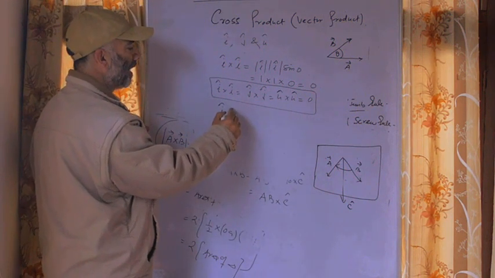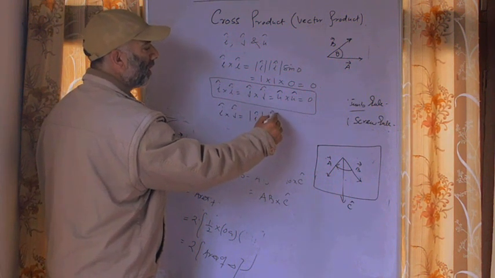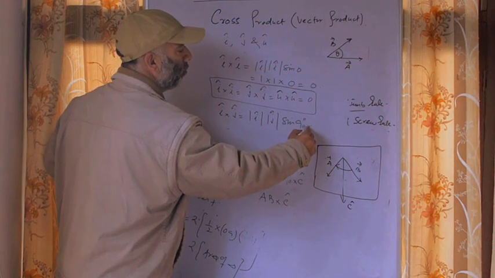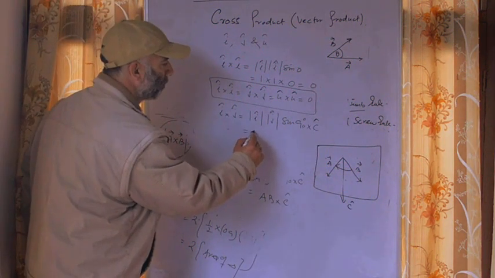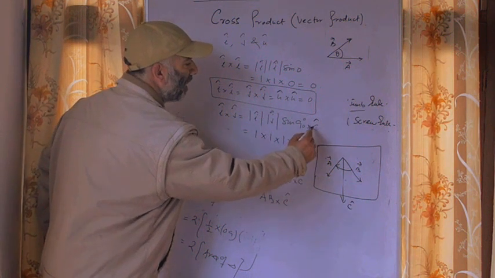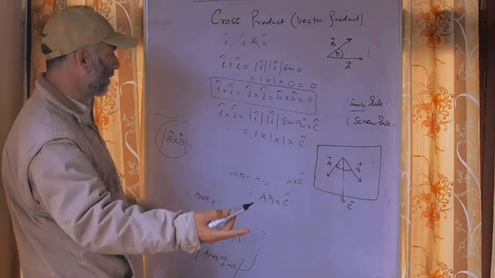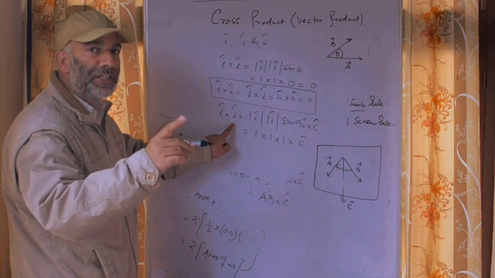That is mod of i, mod of j into sine of how much? Sine of 90 into unit vector c. Don't forget it. This is 1, sine of 90 is 1, into unit vector c. It will give the direction of the resultant vector. So i cross j, the cross product of i and j, will be a third vector.